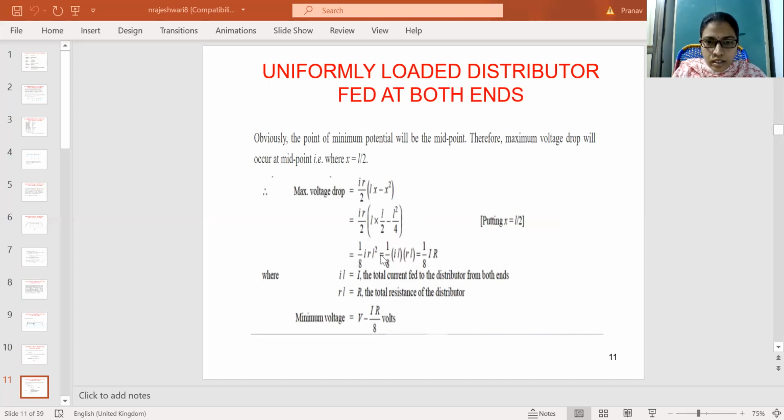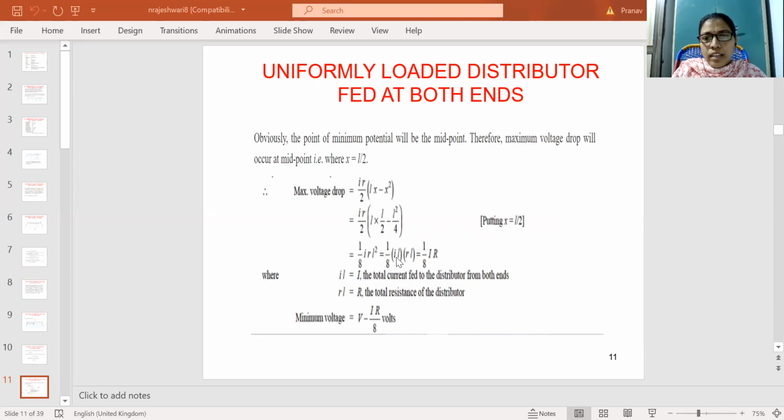By splitting these two terms, 1 by 8 into small I into L into R into L. So IL will give the total current fed to the distributor from both the ends.